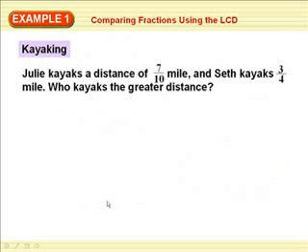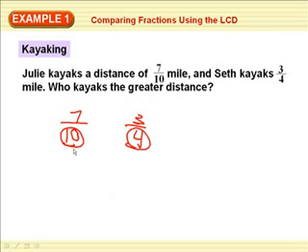Julie kayaks the distance of 7/10 mile. Seth kayaks 3/4 mile. Who kayaks the greater distance? So they're asking us to compare 7/10 and 3/4. Which one is bigger? 7 out of 10 or 3 out of 4. So before we can do that, we have to get common denominators. So what is a number that 10 and 4 can both divide into? Now it's not what can divide into them. It's got to be either the biggest number or bigger. 4 can't go into 10, so we got to think bigger than that.